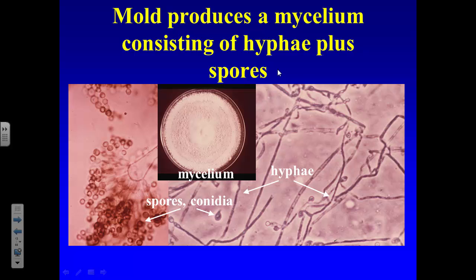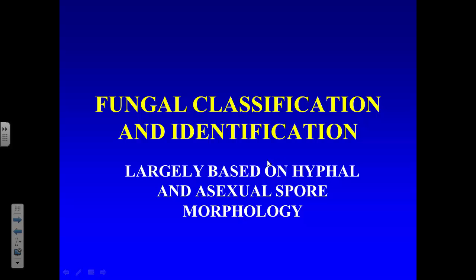Now, the molds produce a mycelium. So this is what we call a mycelium. And that mycelium, as I mentioned before, is made up of hyphae, these tubular structures, as well as spores. And spores come in different flavors, as we'll see. Sometimes spores will be called conidia. And fungal classification is largely based on hyphal and asexual spore morphology.